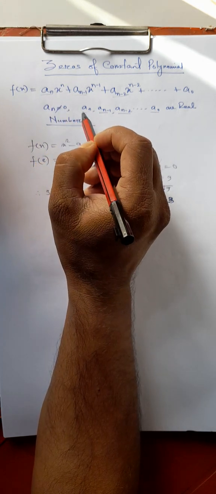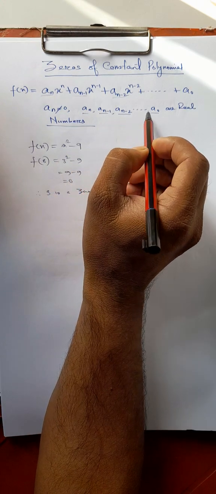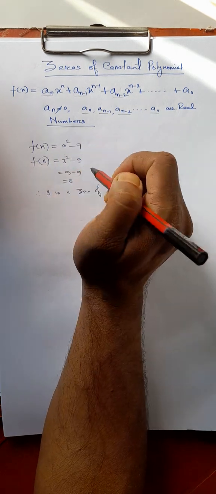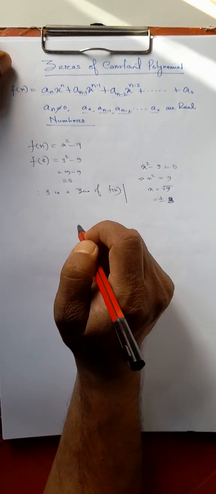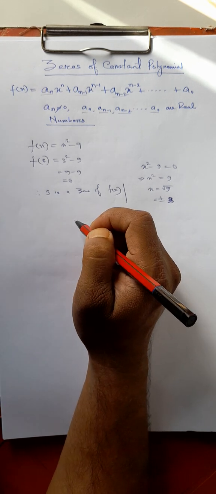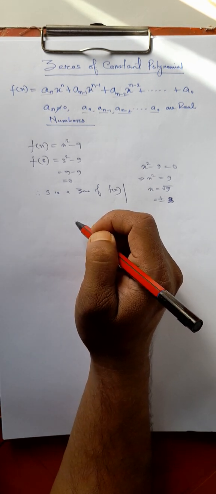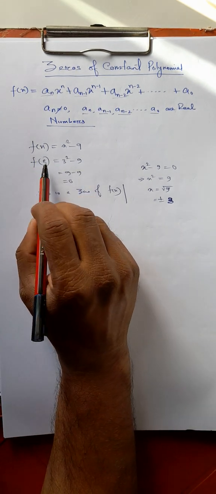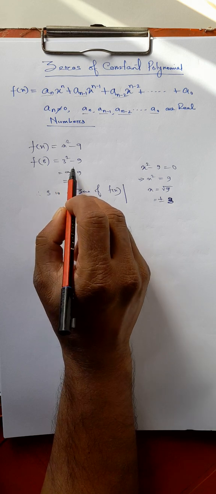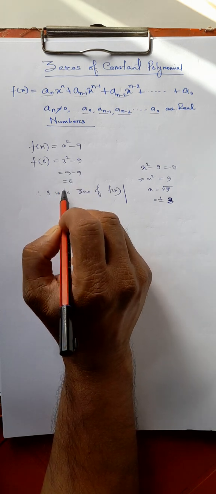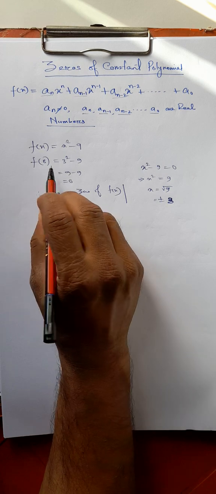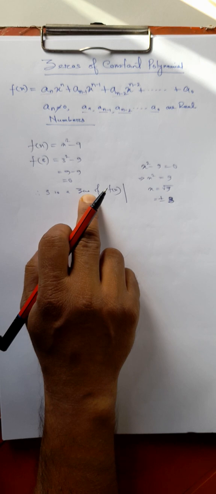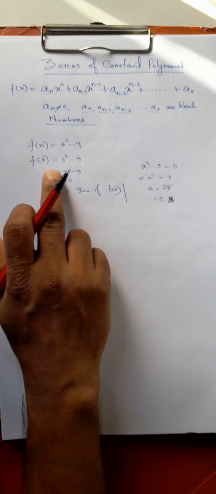Now these terms a_n, a_(n-1), a_(n-2), etc. are called coefficients of the polynomial. These are actually real numbers. Now zeros of the polynomial means the value of the variable at which the polynomial becomes 0. So let f(x) be the polynomial x^2 - 9. Now f(3) = 3^2 - 9 = 9 - 9 = 0. That means at x = 3, this polynomial becomes 0. Therefore 3 is a zero of the polynomial f(x).